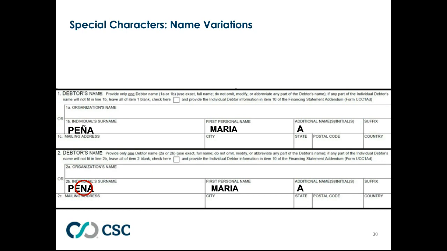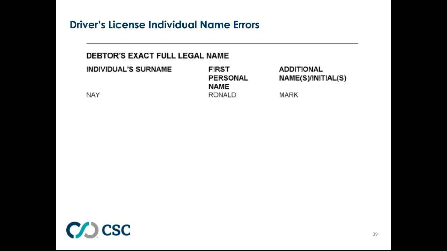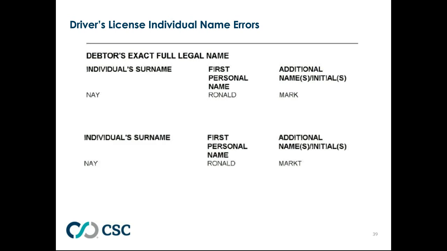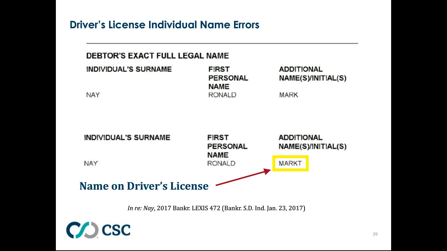There are errors that get made during the filing process when using driver's licenses. Most commonly, this occurs because people don't trust the license like they're supposed to. And there's a case that provides a good example of that. It was called In Re Nay, and it was a case out of Kentucky. There were two financing statements filed. One spelled the middle name as Mark. The other one spelled the middle name as Marked, as in T at the end. Turns out the name on the driver's license was the one with the T on the end. What probably happened here is whoever was filing the financing statement looked at the driver's license, saw the T at the end, assumed it was a typo, and corrected it themselves when they were filing.